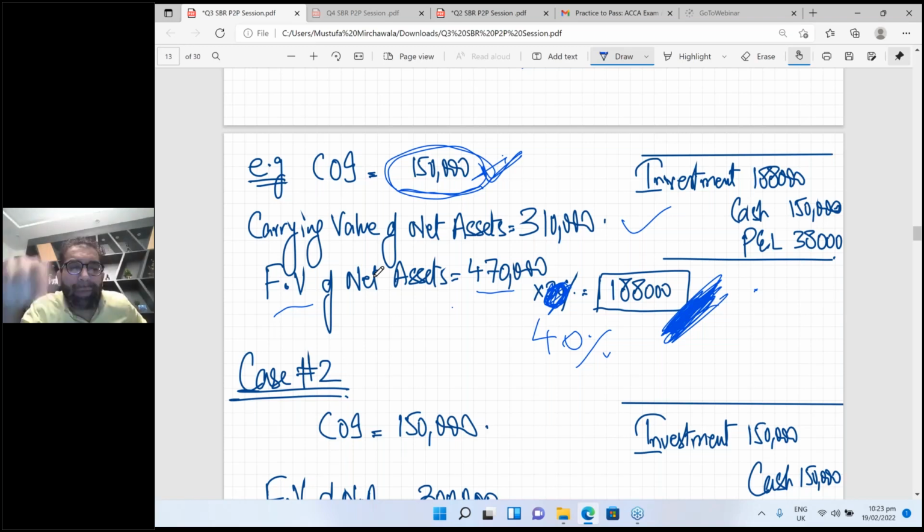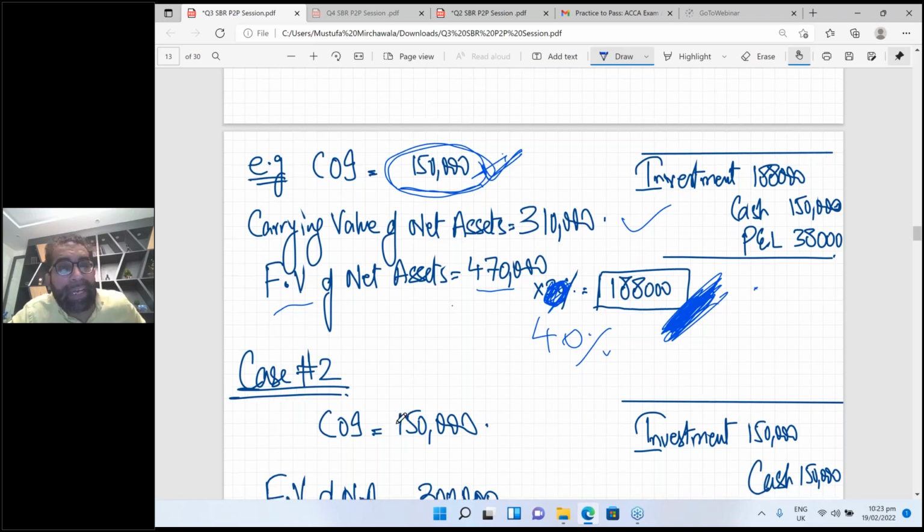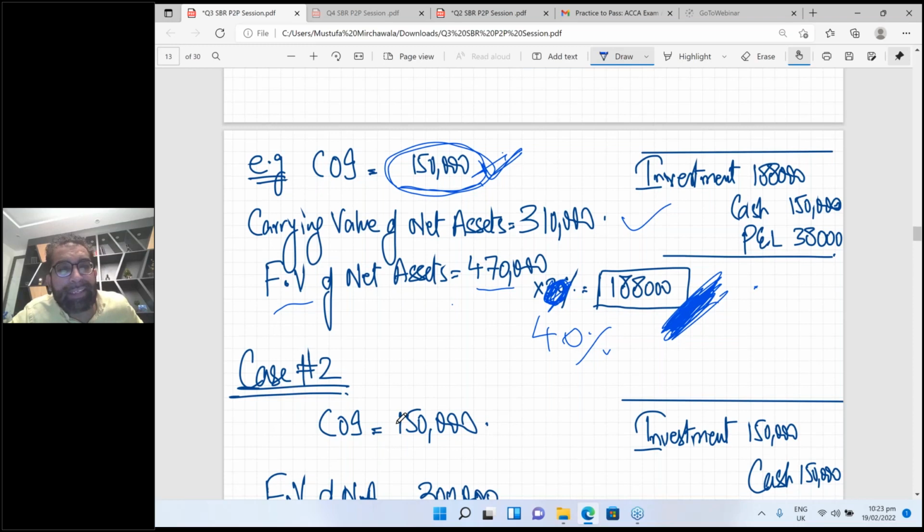Now, the moment I taught you this concept, you as a student will ask the second question: sir, what about if the fair value of net assets is lower and the cost of investment is higher? Then there will be a positive goodwill. But we haven't seen any goodwill in associate books. So what is the treatment?